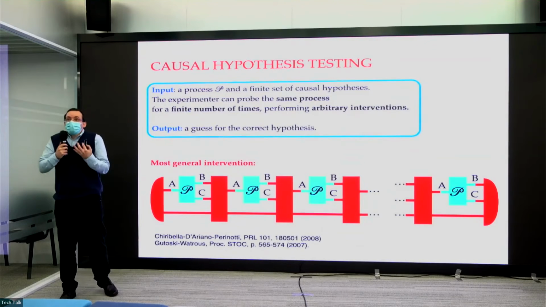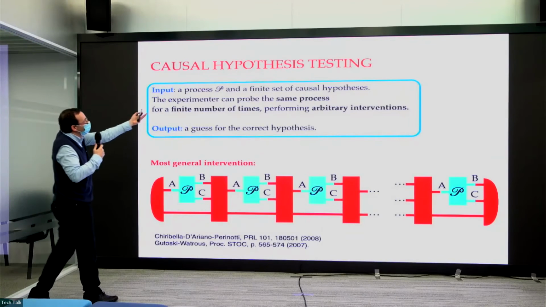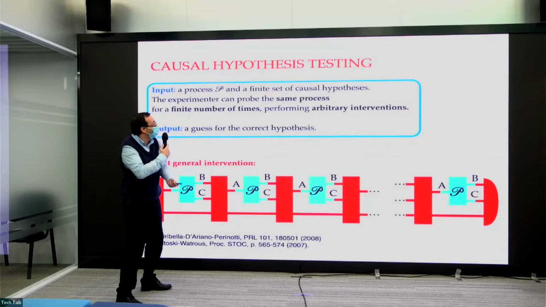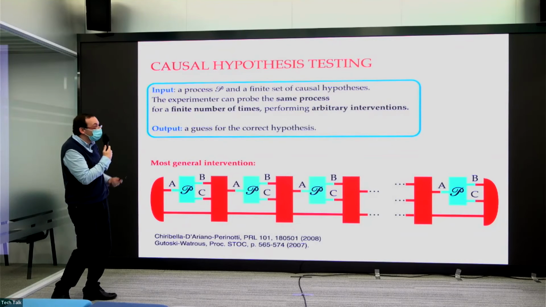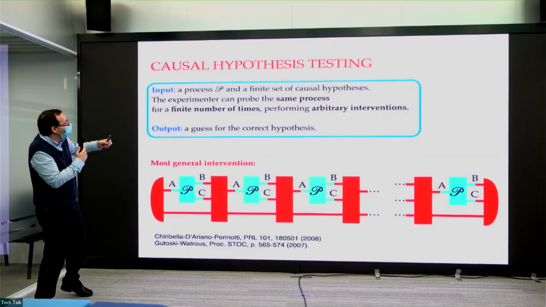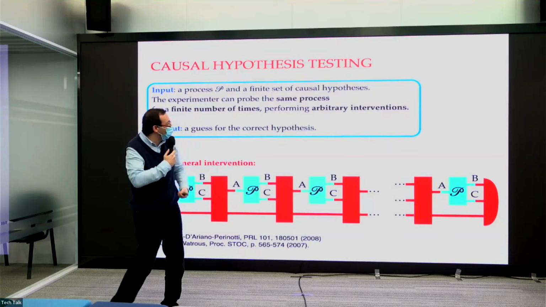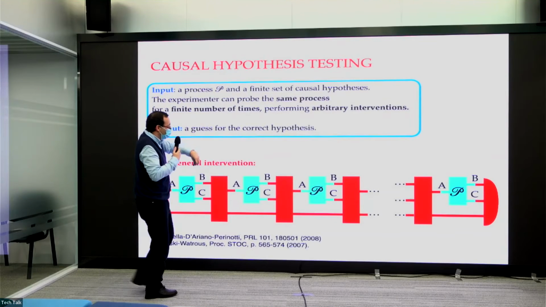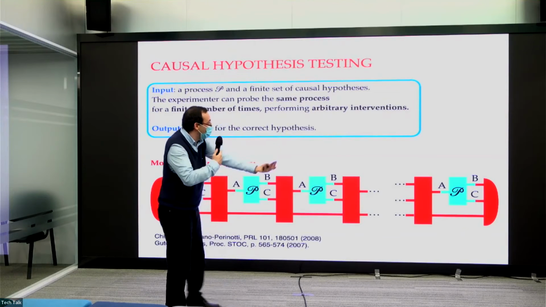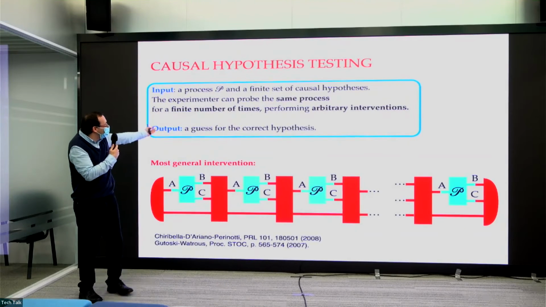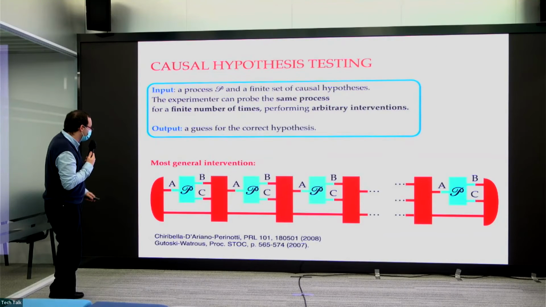So this is the formulation of the problem of testing causal hypotheses. Your input is a process that you can test, and you have a finite set of hypotheses on the causal structure of this process. And then as an experimenter, you can probe this process a few times. You can do some statistics on it. And maybe you can even do some intervention between one trial and the other. And in the end, the output should be a guess for the correct hypothesis. You should find what is the correct hypothesis.